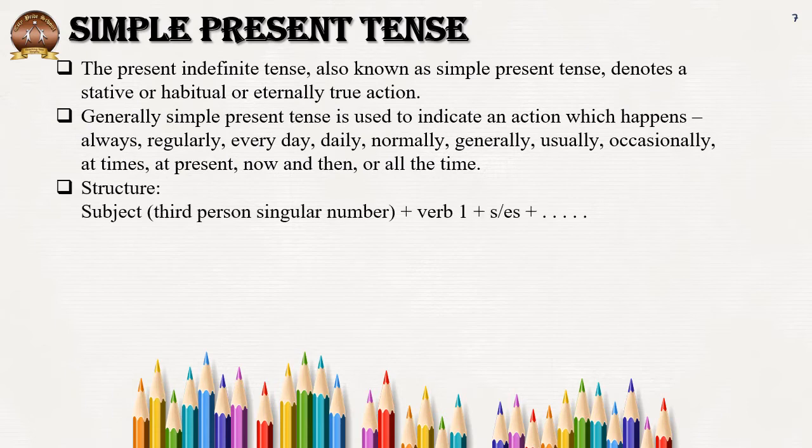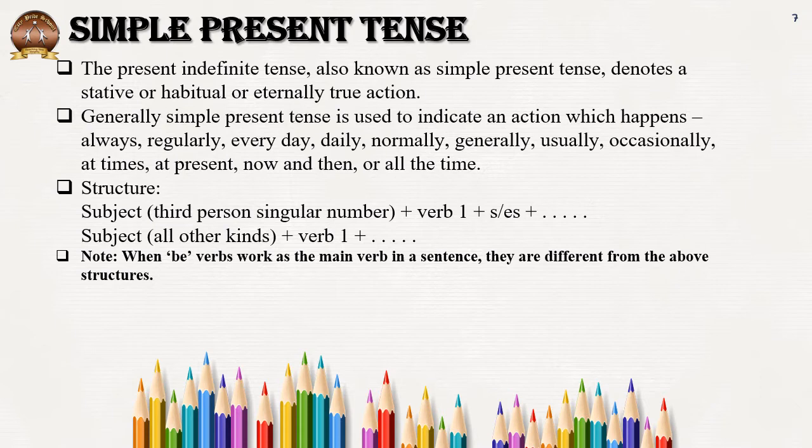What is the structure? Subject, third person or single number, then verb 1 plus S or ES, depending on the number of the subject. Then subject, all other kinds, we have V1 plus any object. So when they are singular, then we add S or ES to the verb, and when they are plural, we add nothing to the V1.